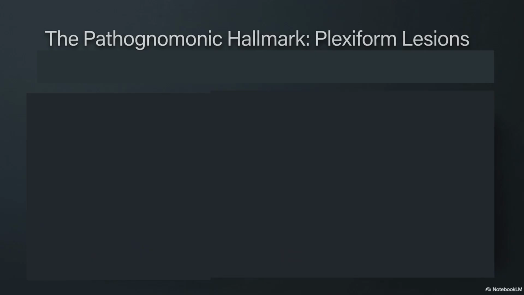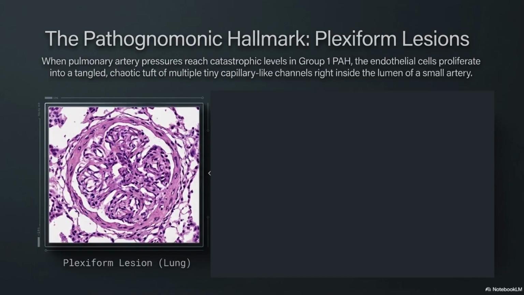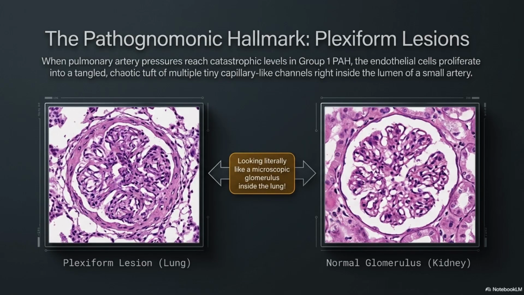Ultimately, this process leads to the pathognomonic hallmark of this disease, plexiform lesions. When pulmonary artery pressures reach catastrophic levels in Group 1 PAH, the endothelial cells proliferate into a tangled, chaotic tuft of multiple tiny capillary-like channels right inside the lumen of a small artery. As you can see comparing these images, a plexiform lesion in the lung looks literally like a macroscopic glomerulus inside the lung.